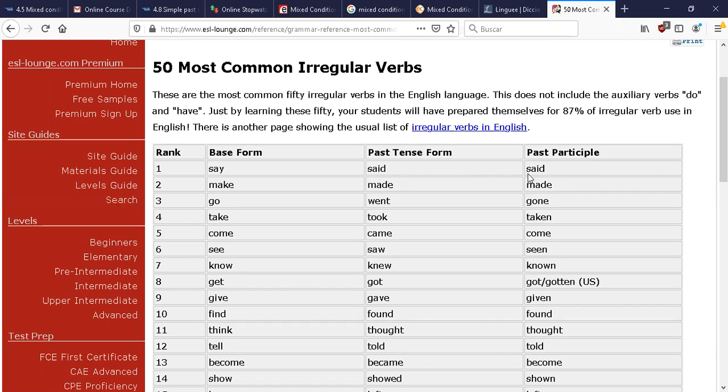Say, said, said. Repeat after me. Say. Said. Make. Made. Made. If you notice, the past is the same as the past participle. All right? It's the same. They're a little easier to memorize. But here we have go, went, gone. Take.